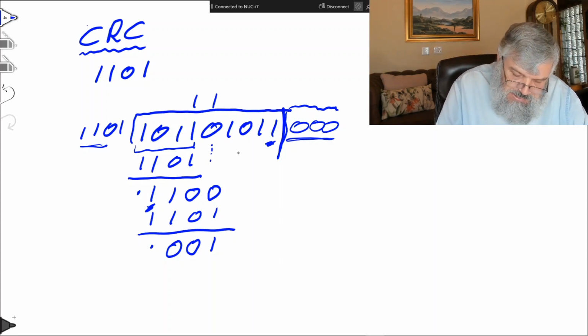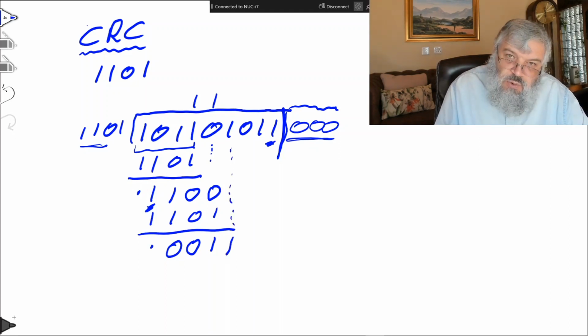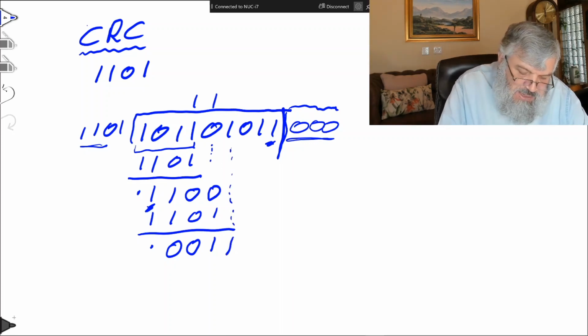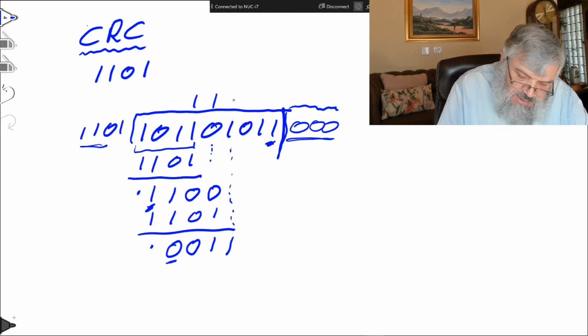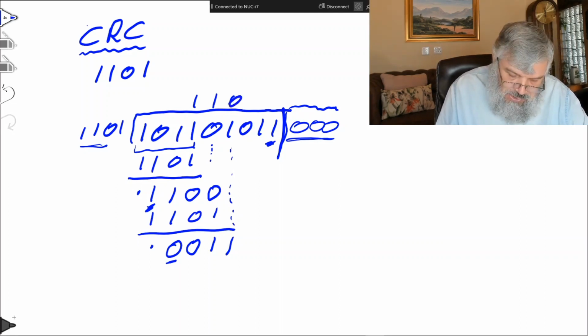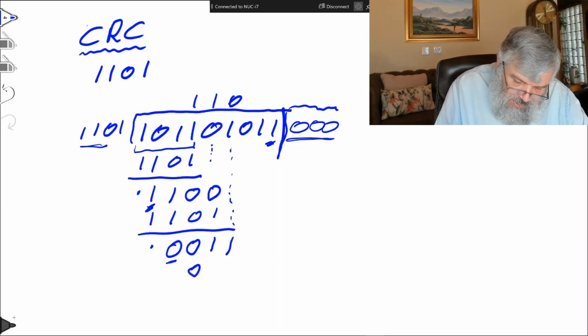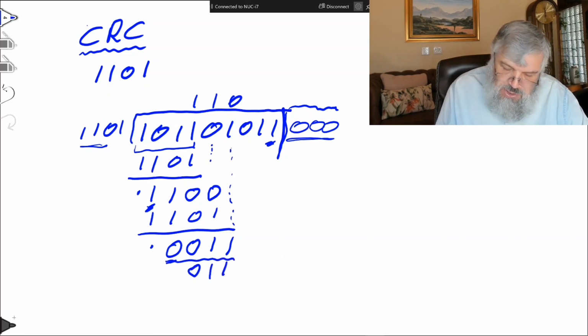What I do next is I bring down the next bit, and again I have a 4-bit quantity. When I ask the question, can I divide my polynomial into that value, the answer is no. I'm just again looking at this leading bit, and that's a 0, so I can't do that. So I'm going to subtract 0 from this, and subtracting 0 from this will give me the result there, 0, 1, 1.